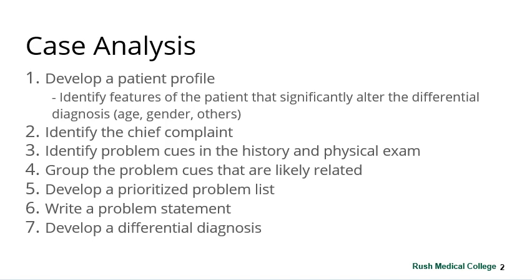That's what the patient says is what's bringing them to see you. 3, we'll identify problem cues in the history and physical exam. These are abnormalities in what we refer to as the database. That's the data you get from the patient in the history and physical exam. Remember, this is before you do any diagnostic studies. We'll then group the problem cues that are most likely related to one another.